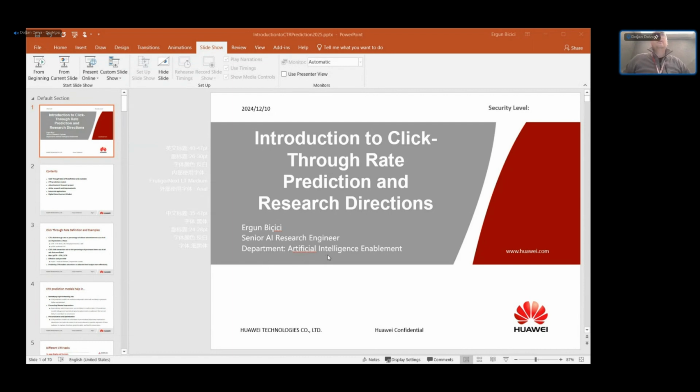The CTR prediction task involves obtaining user and item features as input, and the dense features and sparse features are divided, and we obtain feature embedding.